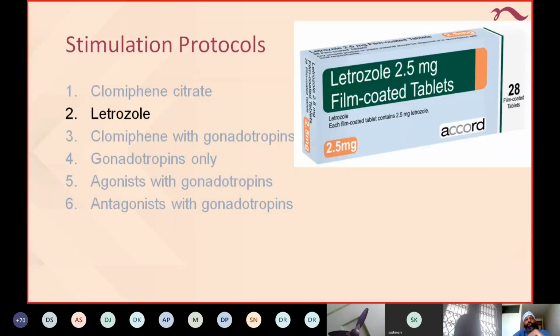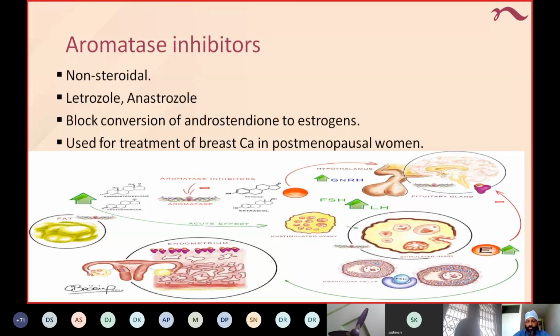The next wonder drug is letrozole. Yes, it is a little controversial drug. It was banned for a few years because some papers brought some bad associations with this drug. It was banned, but then the ban was lifted, and now we are using letrozole. Very good drug, and it is helping a lot of people to conceive.